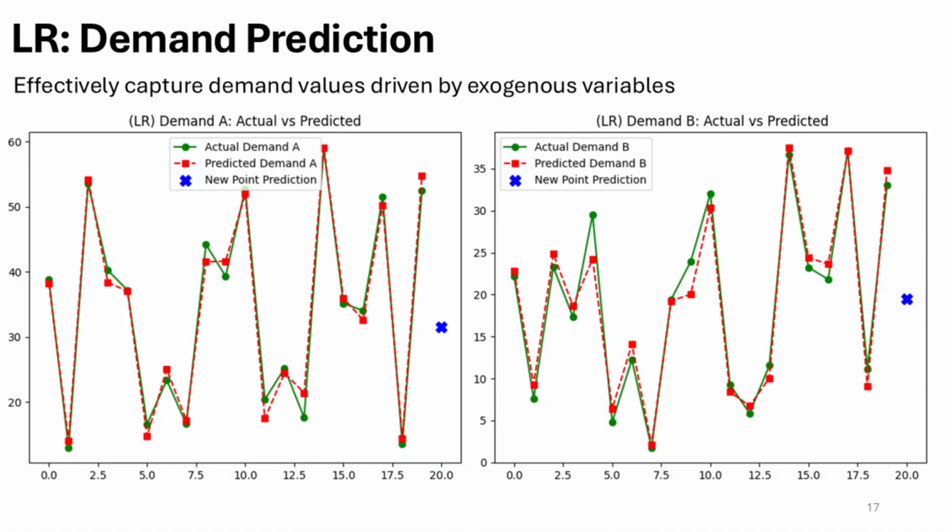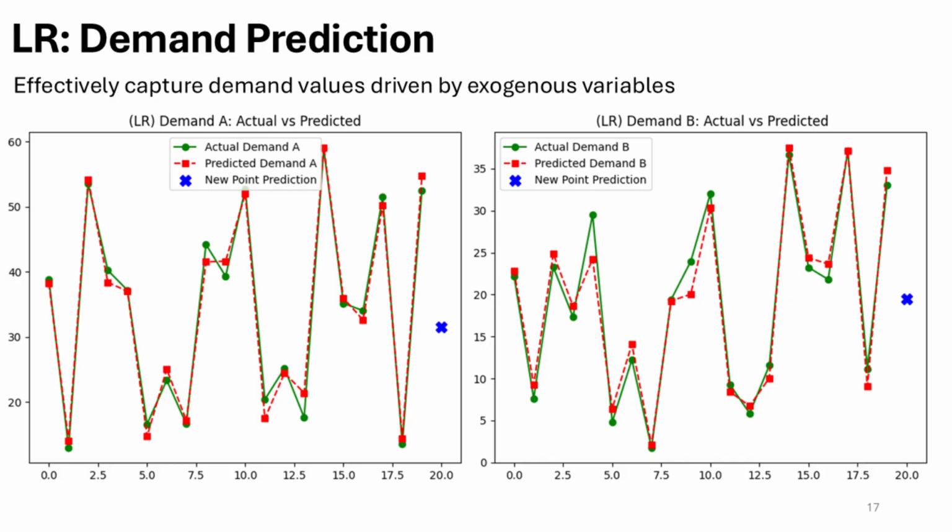Now, let us look at the results in action. This visualization demonstrates how effectively our model captures the demand values driven by external or exogenous variables. If you look at the plots, the green line represents the actual demand, while the red dashed line represents our model's predictions. At first glance, the model seems to follow the general trend. It captures the peaks and valleys to some extent. However, look closer at the gaps between the green circles and red squares. In many instances, especially in demand B, the model overshoots or undershoots significantly.